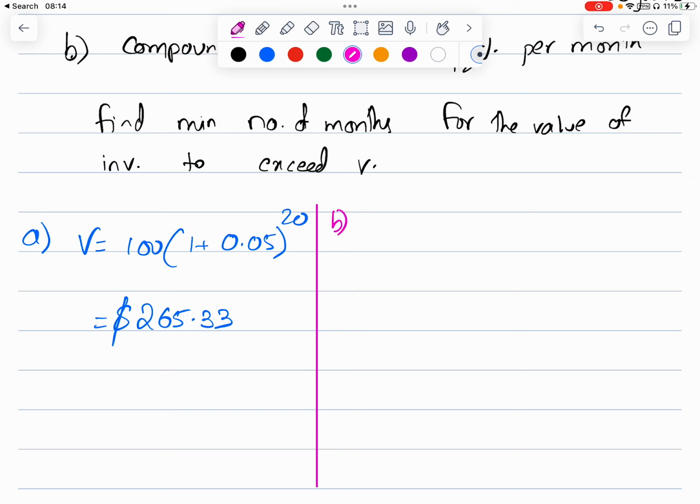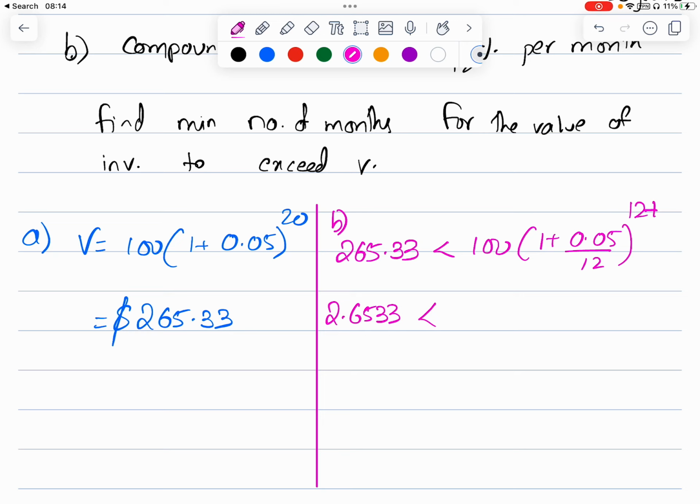It is compounded monthly. So 265.33 should become less than compounded monthly: 100 times (1 plus 0.05 upon 12) whole to the power of how many months? 12t. So what am I going to do? It becomes 2.6533. That 100 you bring this side, then it is (1205 upon 1200) to the power of 12t.